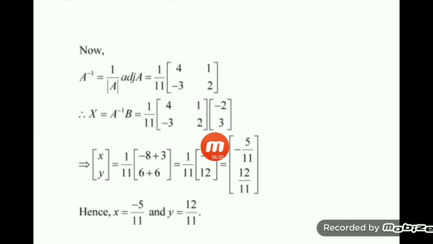This is minus 8 plus 3, and second row first column, this is 6 plus 6. Okay, so here 1 by 11, this is minus 5, 12. Then we are going to do scalar multiplication by 1 by 11, which gives minus 5 by 11 and 12 by 11. So comparing, we got X equal to minus 5 by 11 and Y is equal to 12 by 11. This completes the solution.